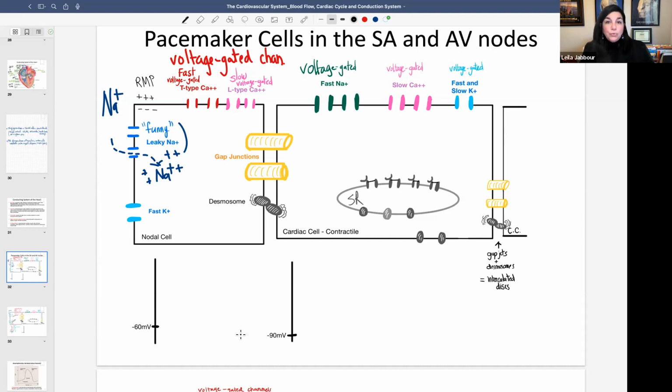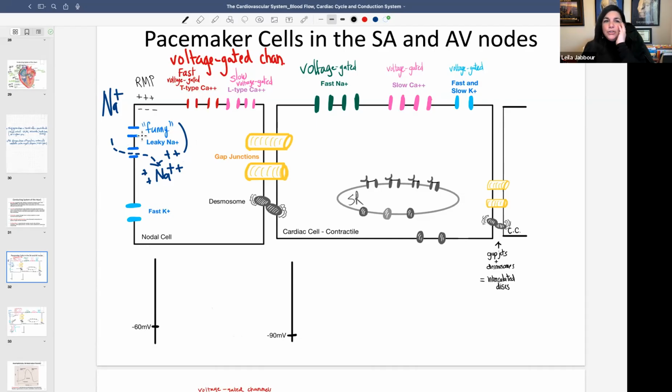So I'm going to draw the action potential right here, how it changes as these ions are moving. Okay, so we have these leaky channels, and they're literally called funny. They're called funny leaky sodium channels. I'm not too sure why.